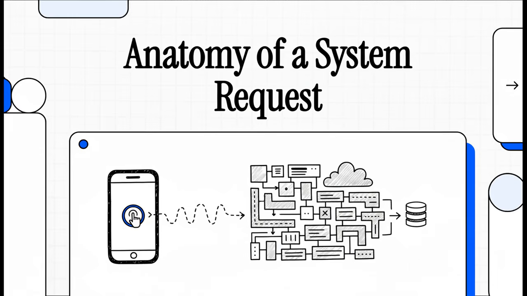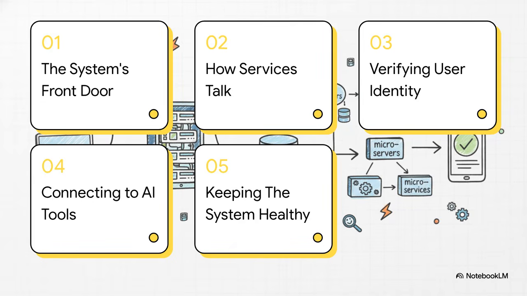Let's get started. So here's our game plan, the 5 main stops on our trip. We'll start at the system's front door. Then we'll see how all the different parts of the system chat with each other. After that, we'll tackle security. How do we know who's who? Then we'll look at a really modern problem, connecting to AI. And finally, we'll see what it takes to keep this whole thing from falling apart. This is the stuff every engineer has to know.